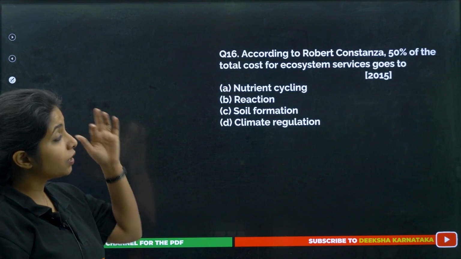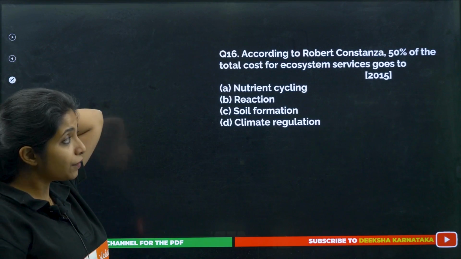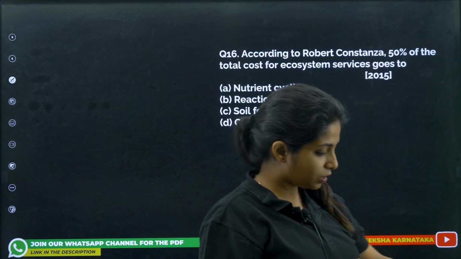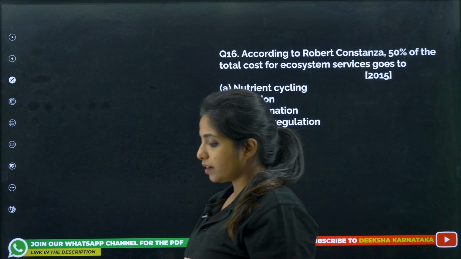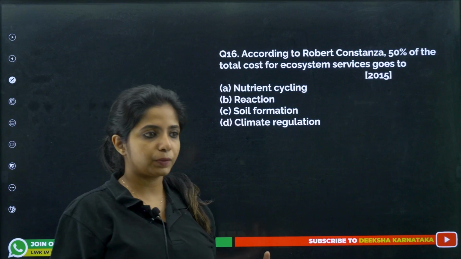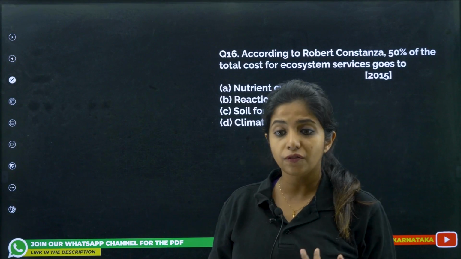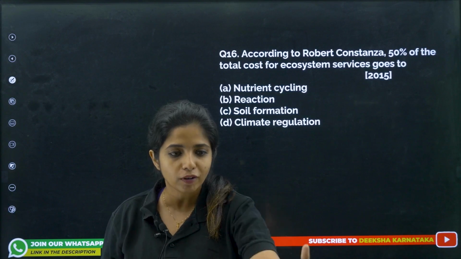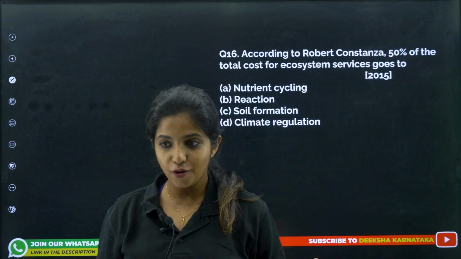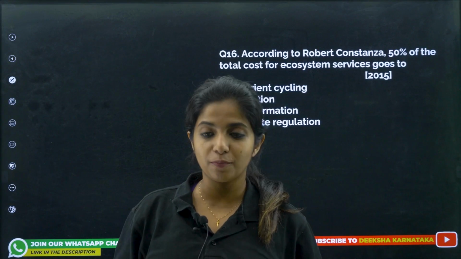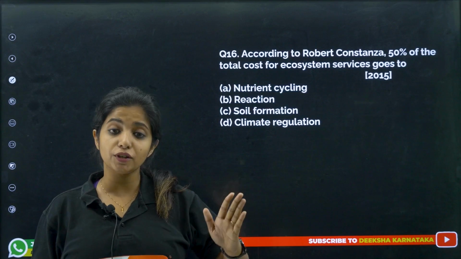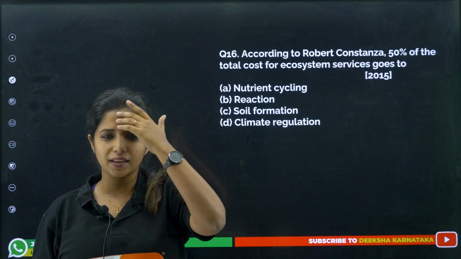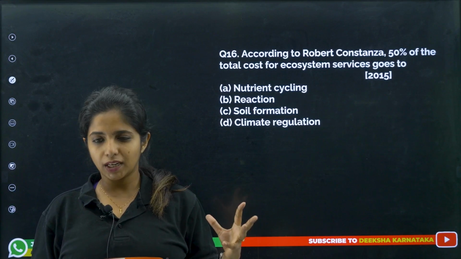Next, according to Robert Costanza, 50% of the total cost for ecosystem services goes to. Do you know what Robert Costanza said? He said that all the natural things that are there in our environment, people misuse them because they are free of cost. What if we put a price tag on each and everything? For soil we put a price tag, for water, for air, everything we put a price tag. In that case, 50% of the total cost. He gave around $30 trillion, something like that is the cost. I don't remember exactly, but yeah.